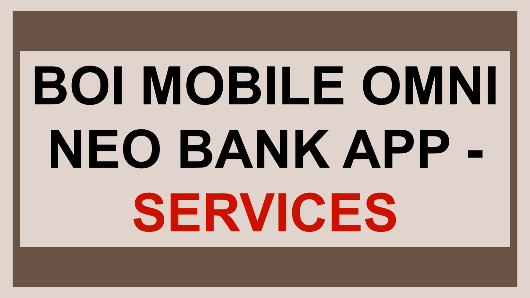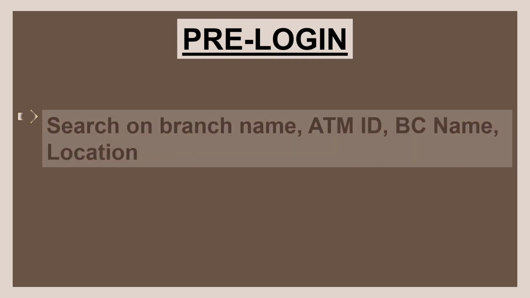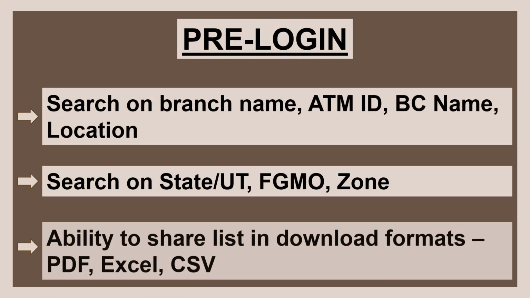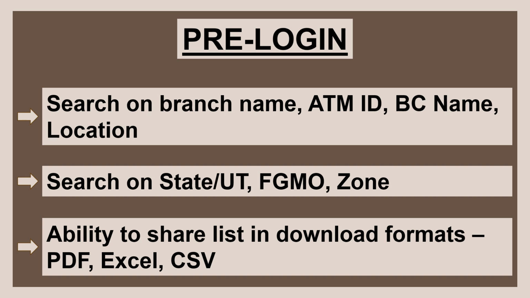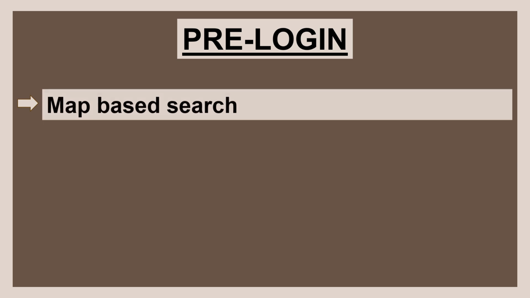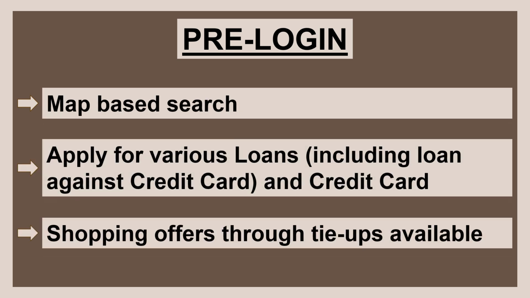Bank of India Mobile Omni Neo Bank app services. Pre-login. Search on branch name, ATM ID, BC name, and location. Search on state or UT, FGMO or zone. Ability to share list in download formats, PDF, Excel, or CSV. Map-based search. Apply for various loans, including loan against credit card and credit card.